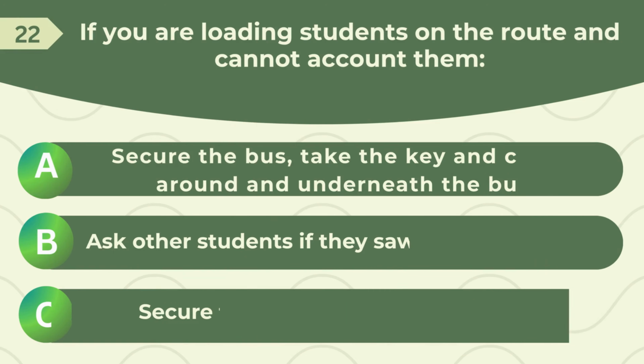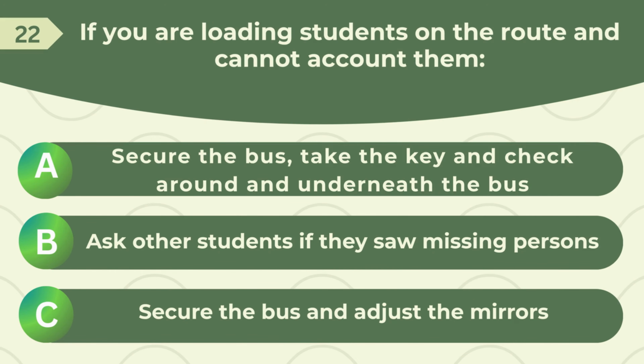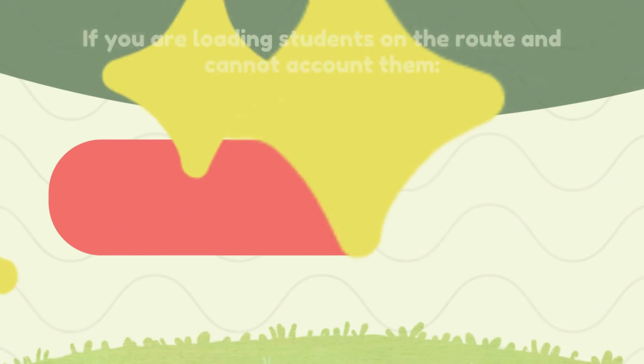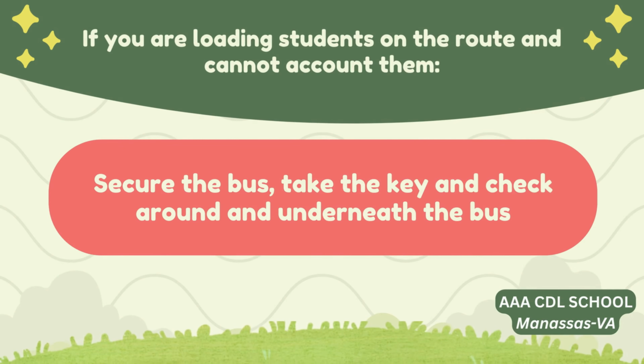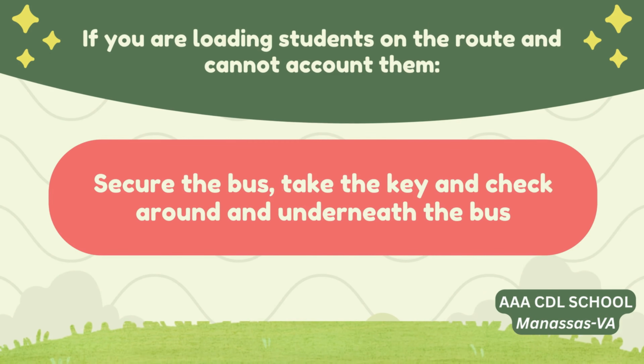If you are loading students on the route and cannot account for them: A. Secure the bus, take the key and check around and underneath the bus. B. Ask other students if they saw the missing person. C. Secure the bus and adjust the mirrors. Correct answer: secure the bus, take the key and check around and underneath the bus.